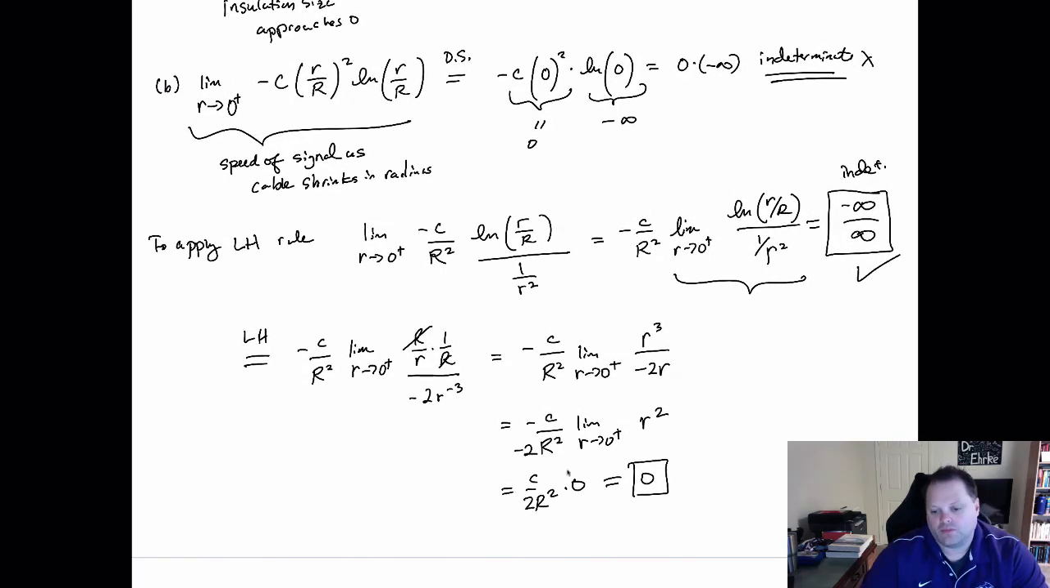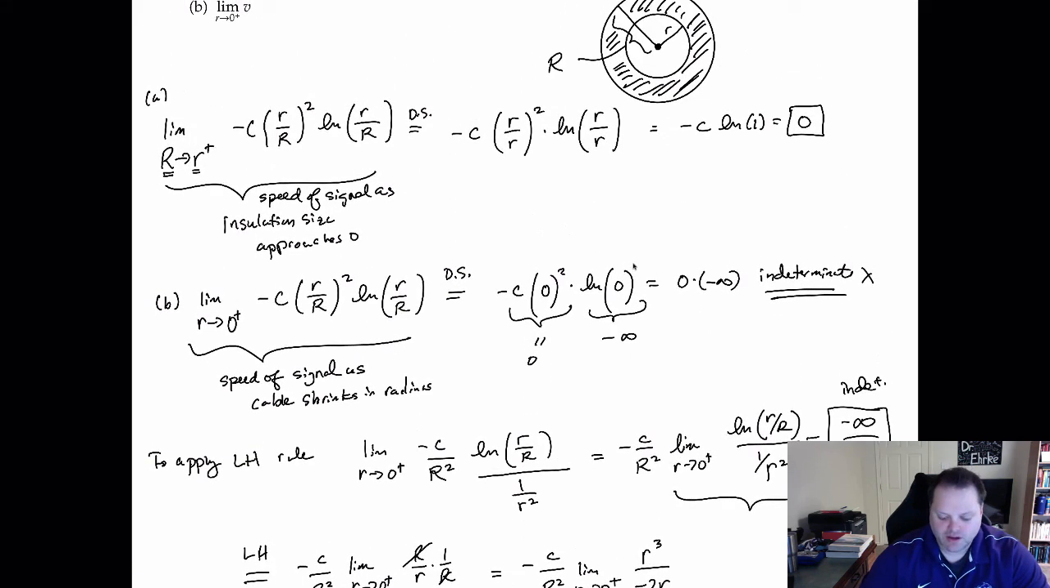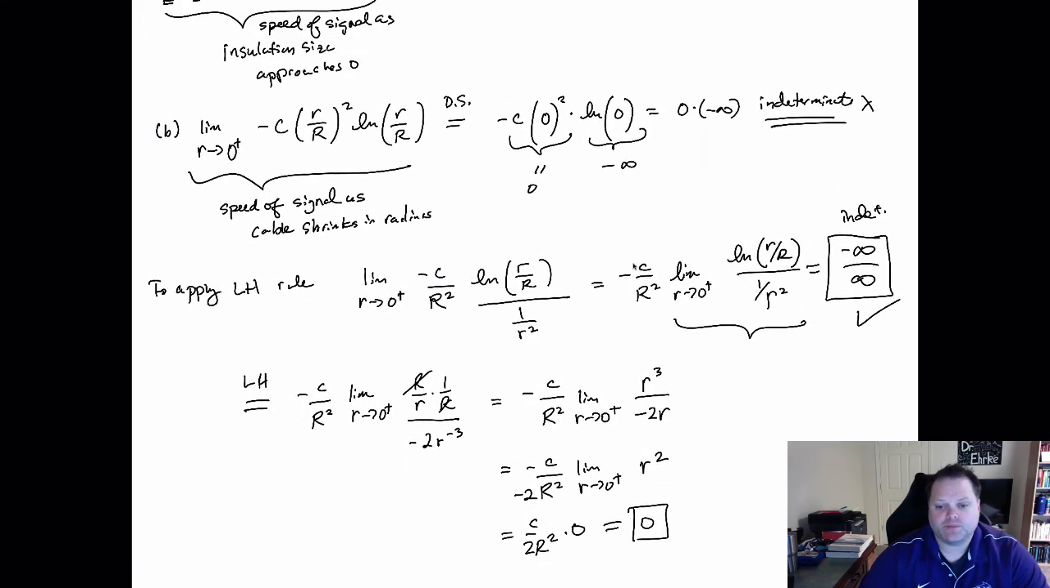So that makes a ton of sense. As r approaches 0 from the right, you've got less surface area to send the signal through, so the speed is going to slow down. So a bigger cable allows for more speed, more insulation allows for more speed, but as you shrink those two things, we've shown in both cases here that the speed does go to 0.